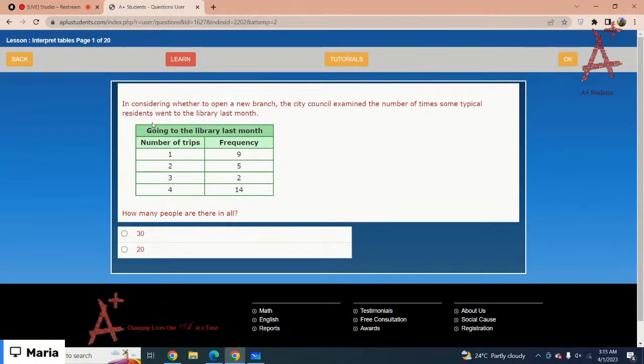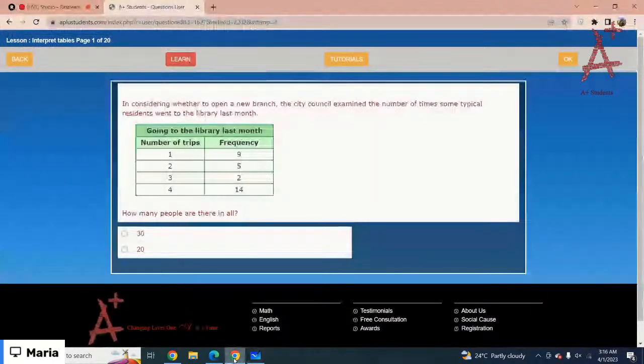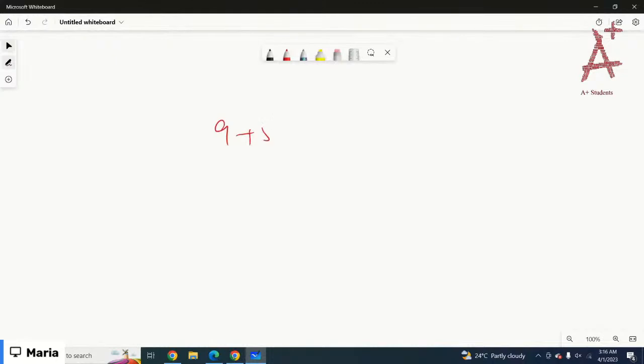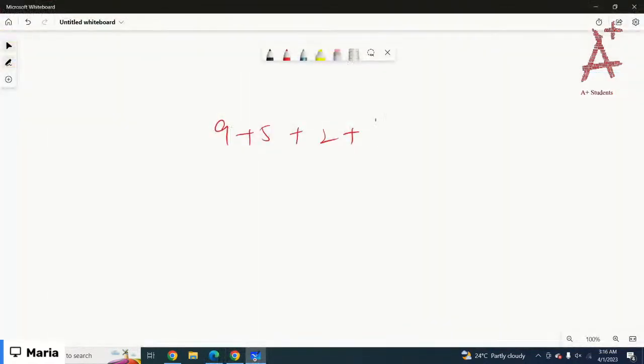Okay, in considering whether to open a new branch, the City Council examined the number of times some typical residents went to the library last month. So, going to the library last month, here is the number of trips and here are the frequencies. How many people are there in all? So you have to calculate the people. Basically, the frequency is the column for the number of people. So you have to add them. Got it? So, let's just add. It would be 9 plus 5 plus 2 plus 14. So just add them.